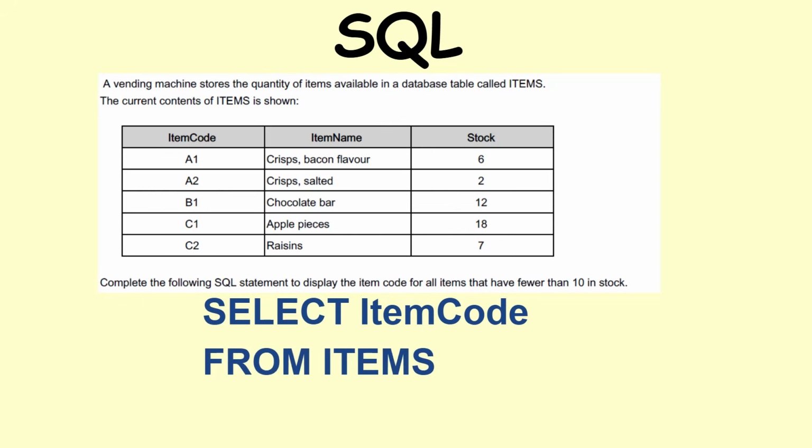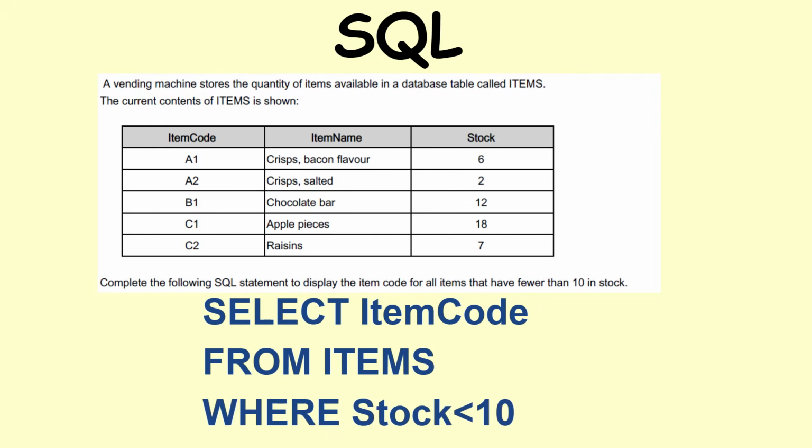FROM is the easiest mark ever. It's the name of the table. So FROM, and then the name of the table, which they will have given you. Just make sure you spell it the same. And then WHERE is the trickier bit. It's our criteria, but they will tell us what we're looking for. So in this case, we want to show where there are less than 10 in stock. So I've put the field name stock and then less than 10. And WHERE can have multiple things. So we could have WHERE stock is less than 10 and item code is equal to A1 or something like that.